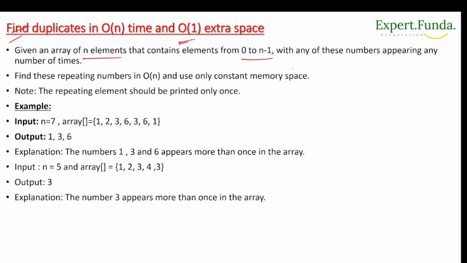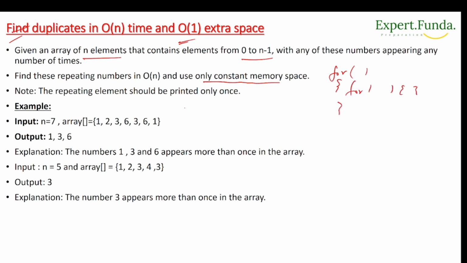With any of these numbers appearing any number of times, find these repeating numbers in O(n), using only constant memory space. So no extra space should be used in the program, and we do not have to use multiple loops. It means if we want to compare two values, we will not go with two for loops. Nested for loops should not be there. So we have to see this also.